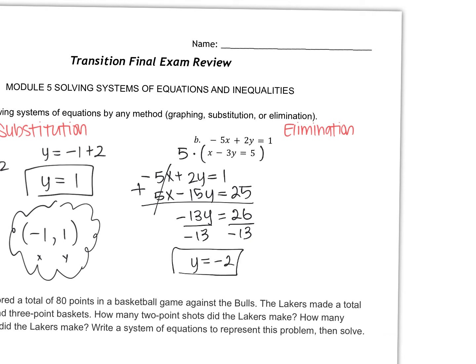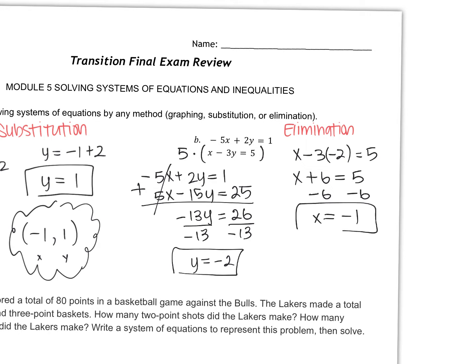So again, it doesn't matter which equation I plug that into to solve for x. I'm going to go ahead and choose the second one. So x minus 3 times negative 2 equals 5. So we get x plus 6 equals 5. Subtract 6, x equals negative 1. Which, if I'm going to write it as a point, is negative 1 comma negative 2. So that is substitution and elimination.